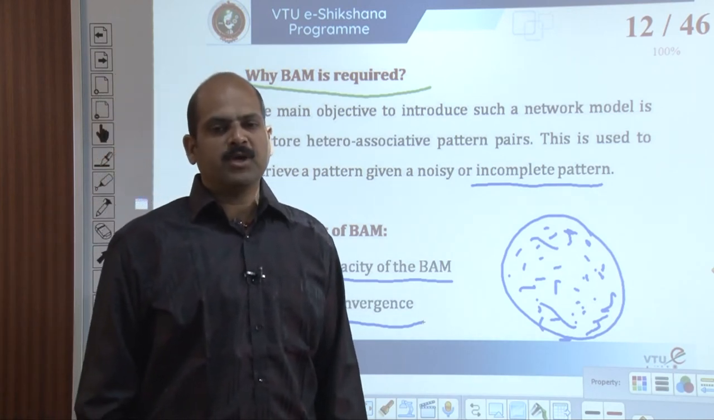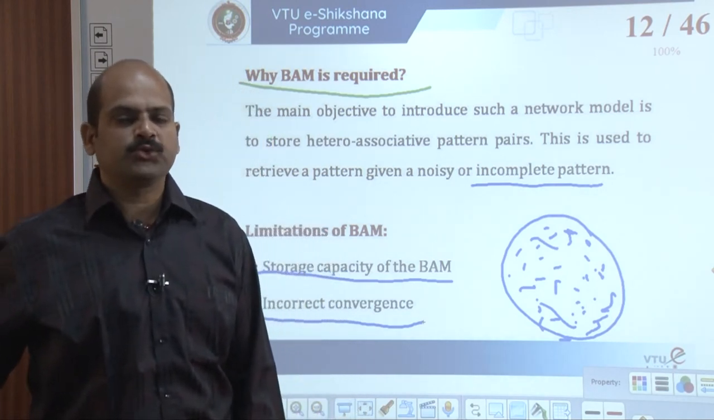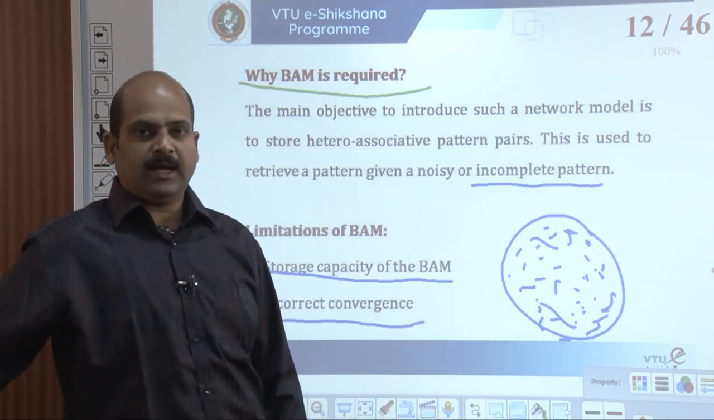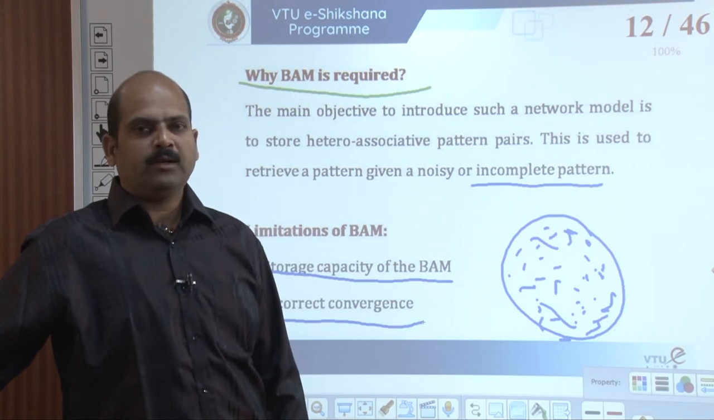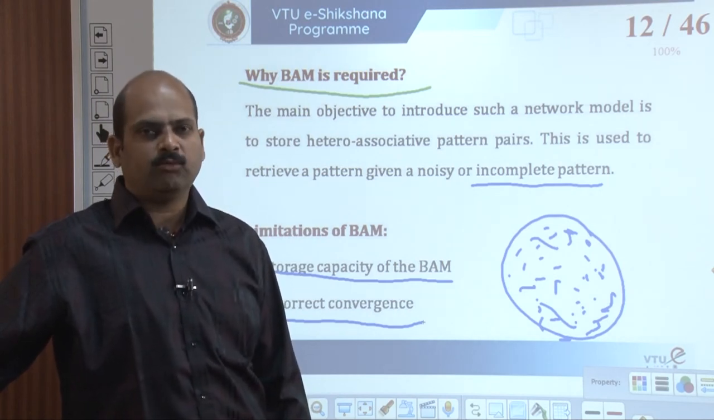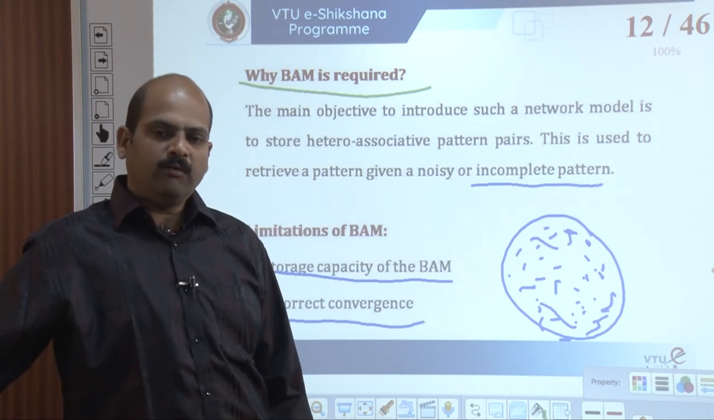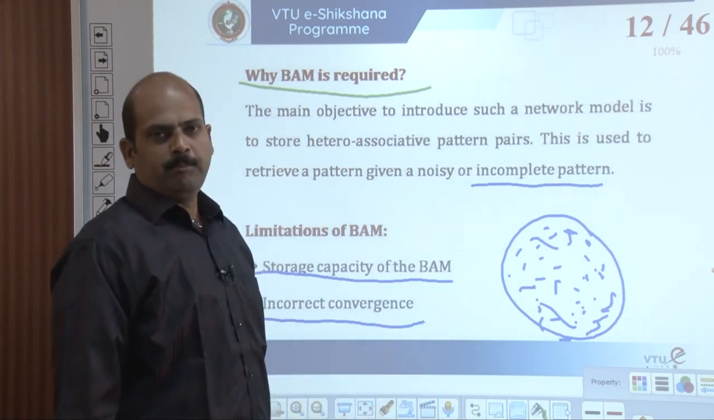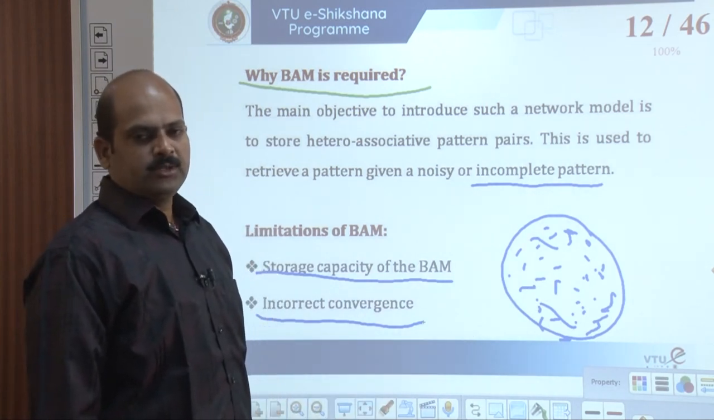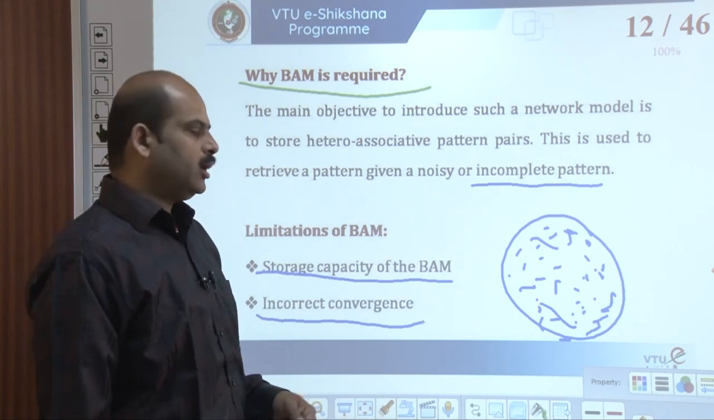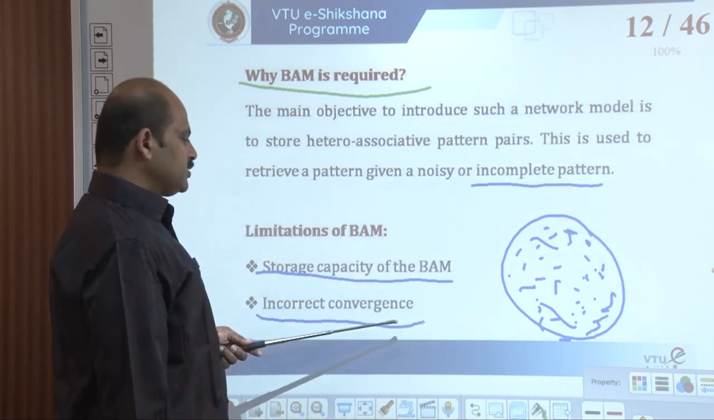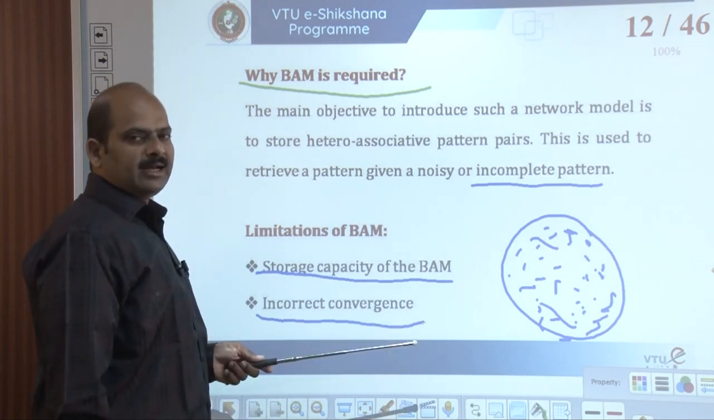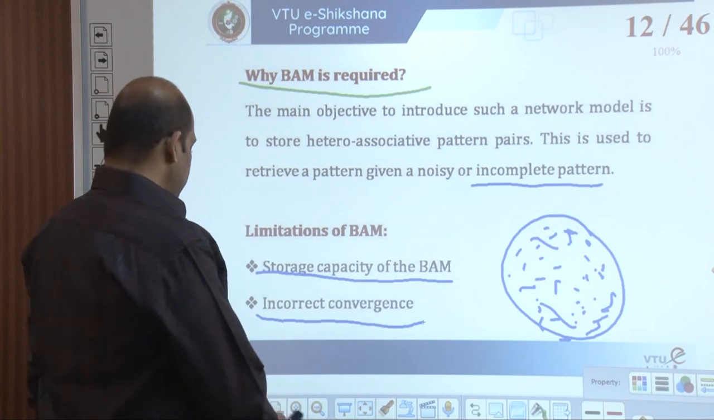Coming to the second one, incorrect convergence. The closest association may not be produced by the bidirectional associative memory. So the convergence will not be a correct one; it may be incorrect. The closest association may not be produced by the BAM. Sometimes it may be a mismatch. That is also a problem, and it is taken into consideration as a limitation, incorrect convergence. So, this is a limitation of the BAM.